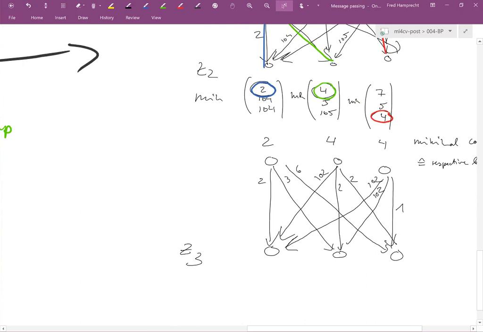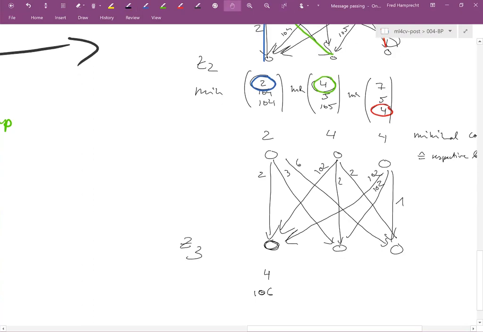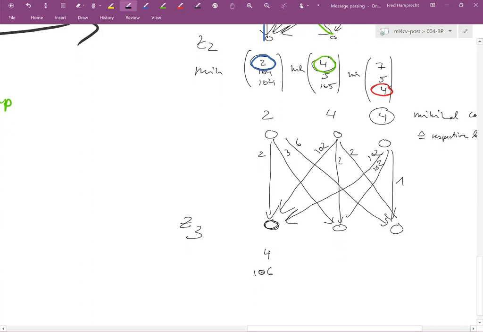Okay, so now to reach this node here, I can either start from a cost of 2, and then I traverse a path of cost 2, which gives me cost of 4. Or I can start with a cost of 4 and add a cost of 102, which gives me 106. Or I can start with a cost of 4 and add a cost of 102, which also gives me 106.